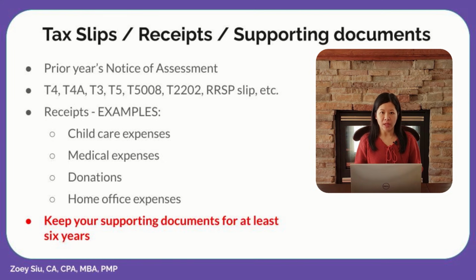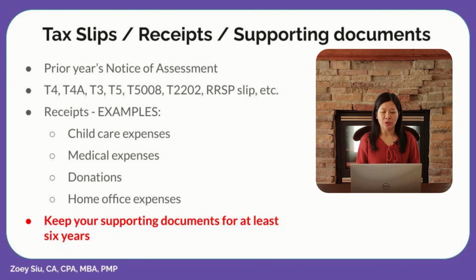It tells you what carry forward amounts you have available, such as unused tuition amount, RRSP contribution limit, etc. Make sure you have all your tax slips ready, such as T4, T3, T5. You may also have receipts for medical expenses, donations, home office expenses, etc. It is very important to keep all of your supporting documents for at least 6 years.